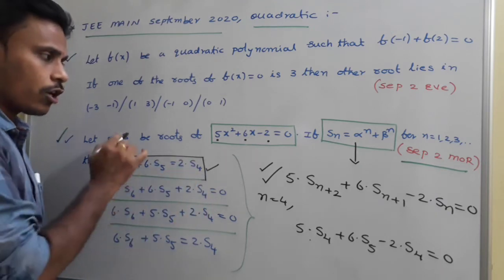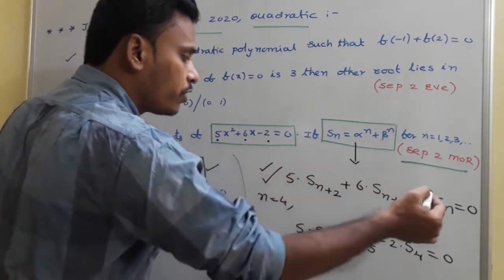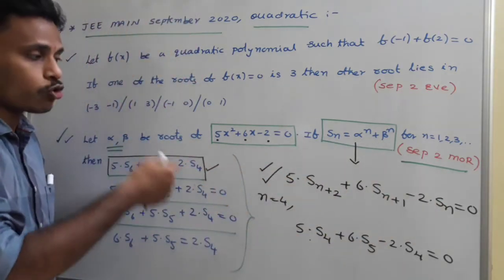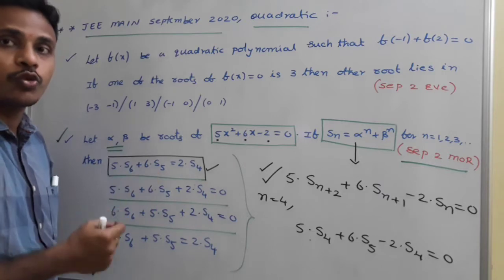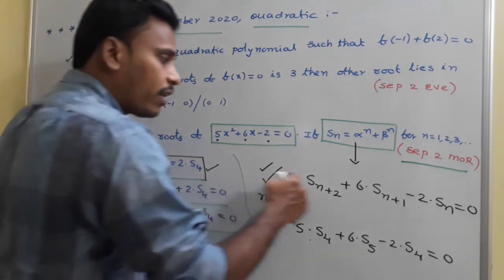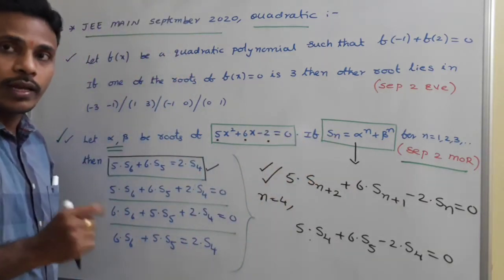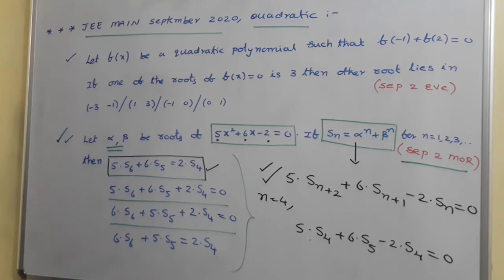The question is very simple, and we need to use this particular idea of generating 5 into Sn plus 2 plus 6 into Sn plus 1 minus 2 into Sn equals 0. If you are perfect in writing this statement from the given Sn and the quadratic equation, then the problem is very simple. Have a look, and your answer is option 1.